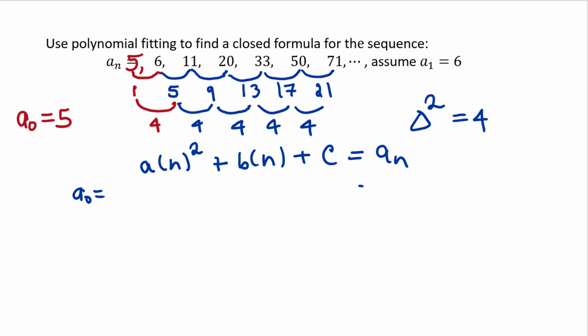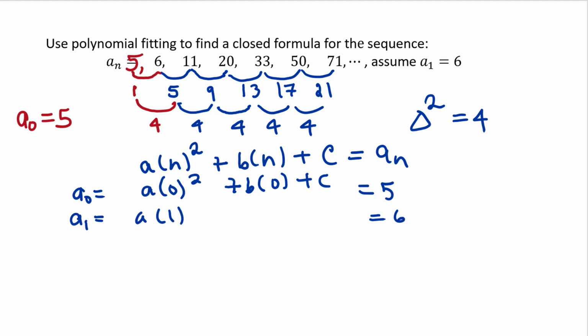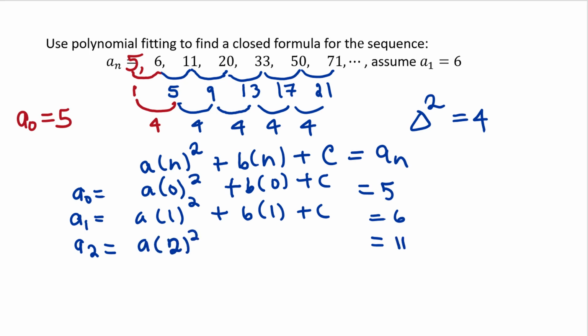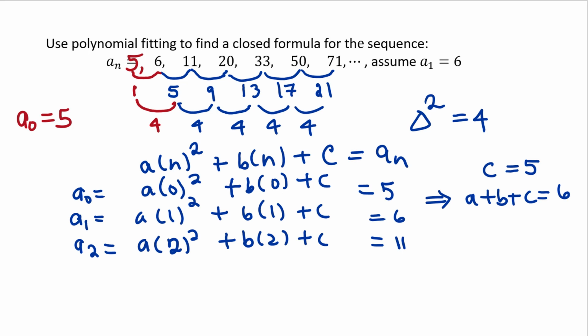So let's begin with a sub naught, and we know that a sub naught is going to be equal to 5, and let's compute a times 0 squared plus b times 0 plus c. A sub 1 is 6, and we'll do a, put in 1 for the n, plus b times 1 plus c. And for our next equation, let's look at a sub 2, which we know is 11. So you have a times 2 squared plus b times 2 plus c.